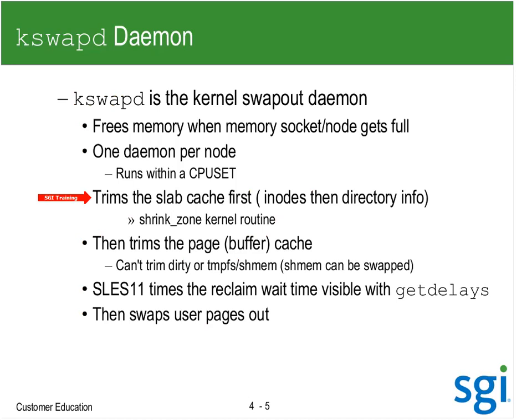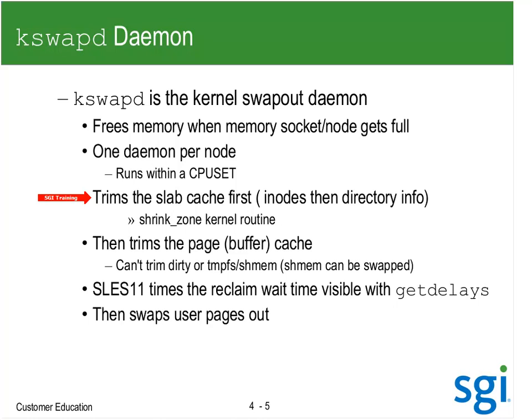I think I might have said directories and then inodes, but we can look at that more closely. In our example today, what we saw was directories because they were mostly directories. And again, what you'll often see is some sort of shrink routine in the WChan. Again, I am using a brand new 3.0 kernel for the first time, and I'm looking for differences there. So after the slab, then it tries to trim the page cache. It can't trim dirty or tmpfs shmem, and the shmem can get swapped out.